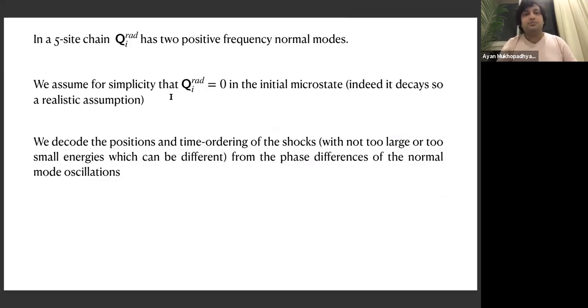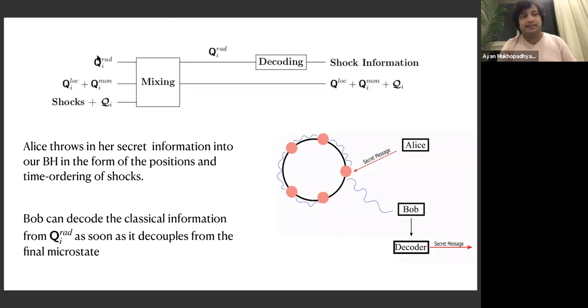So how does the decoding work? If you look at the radiation component, it follows a Klein-Gordon equation. So it will have normal modes. And if I look at a 5-site chain, it has 2 positive frequency normal modes. And we also assume for simplicity that there is no radiation component to begin with. This is something that I already said is a realistic assumption, because it's very likely that it will decay to the asymptotic geometry.